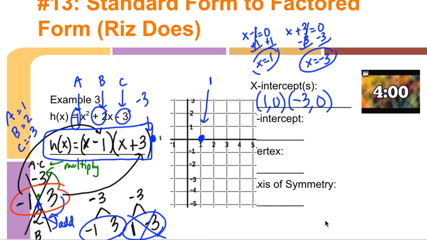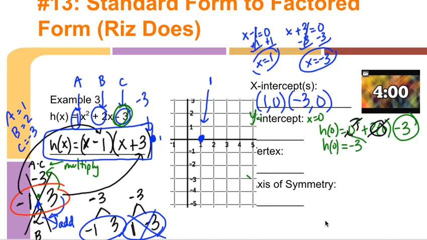Okay, so to figure out my y-intercept, I want to substitute in x is equal to 0. Now remember, if my equation is this, I'm going to realize that my y-intercept is just the last number. So in standard form, the last number will be your y-intercept. So h of 0 equals negative 3, meaning my y-intercept is at 0, negative 3. So I'll plot that.